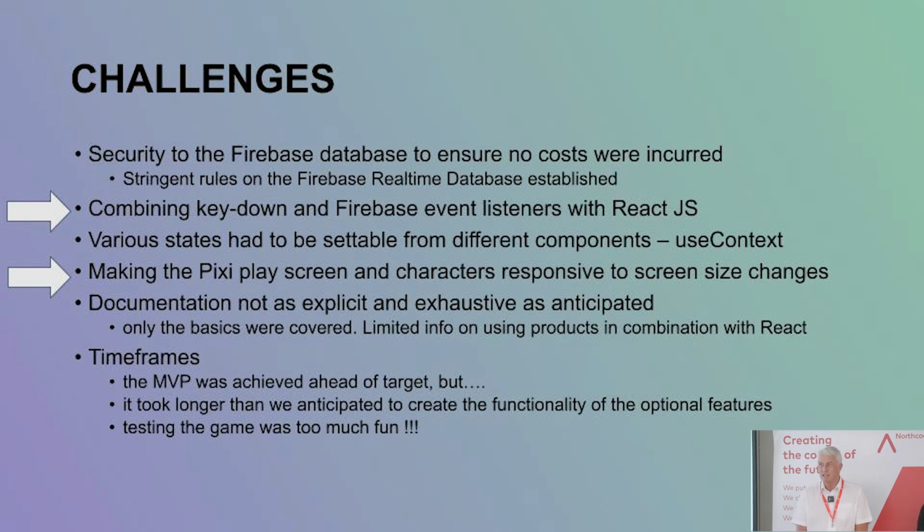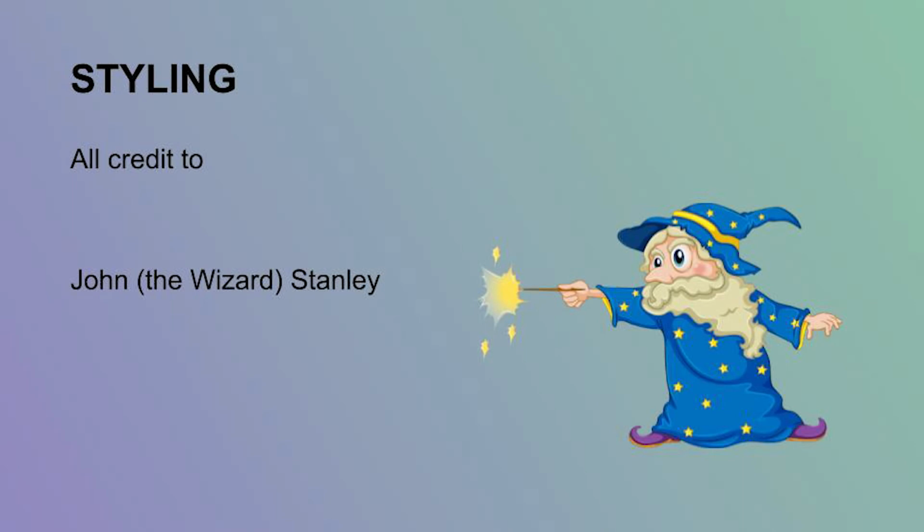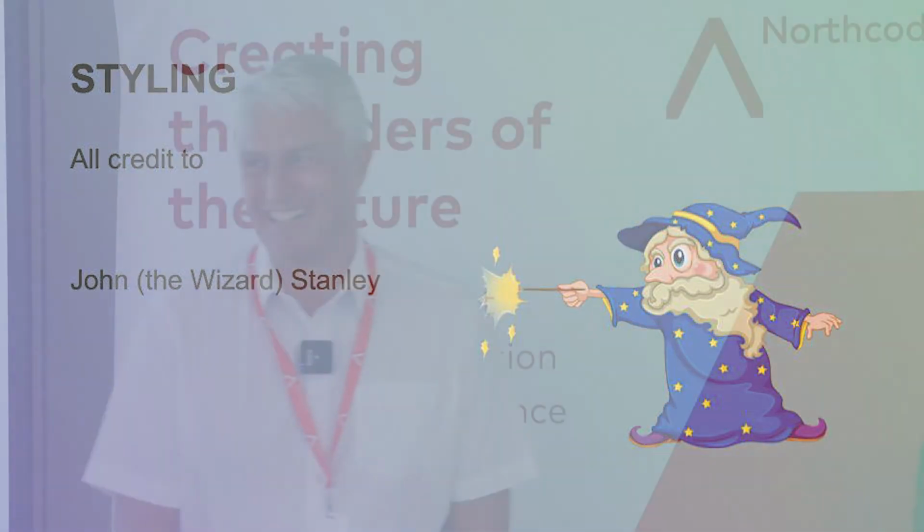And then making the Pixi play screen and characters responsive to screen size. So as you zoom in and out, the Pixi screen and all the characters change size as well and reposition themselves in exactly where they were originally. It was a massive complication, of which I had to say was solved at probably 1:30 in the morning by Kylie. And the styling was all done by John the Wizard Stanley, which yes, it took some doing, but we're very, very proud of him for that.